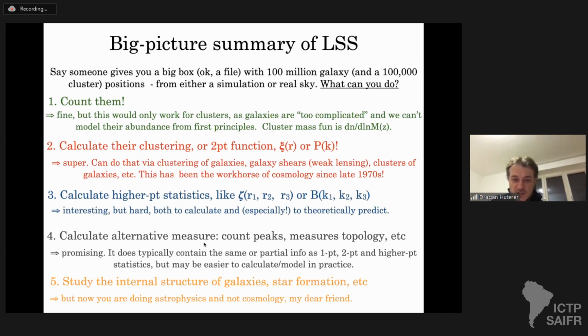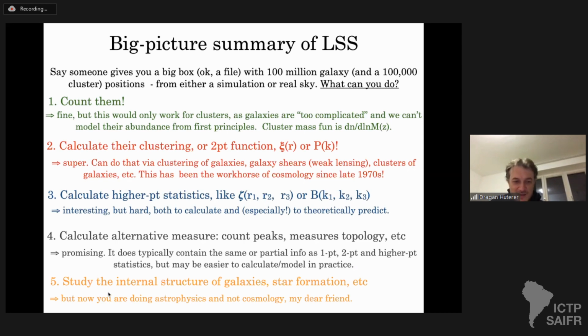You can calculate alternative measures. This is exotica. You can count peaks. You can measure topology. You can have other measures of large-scale structure. It's a really good thing to do. Some of it has the same information as the two-point function. Some of it has new information beyond the two-point function. And that's voids, counting empty spaces. Voids have been a big topic.